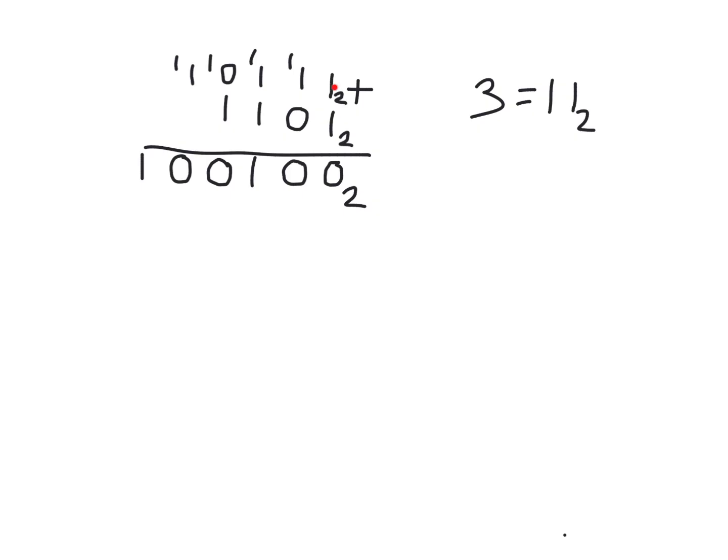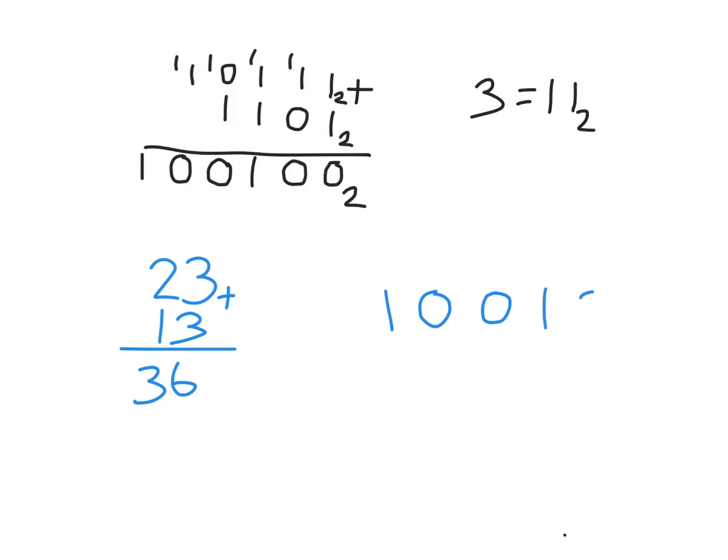This top number is 1 plus 2 plus 4 plus 16. The top number there is 23. This number is 1 plus 4 plus 8, which is 13. So 23 plus 13, you know, is 36 in decimal. In binary, that's 1 32, no 16s, no 8s, 1 4, no 2s, no 1s. We are correct.